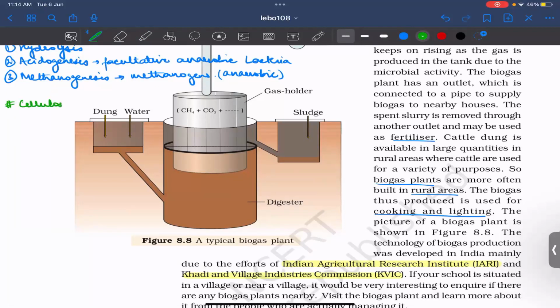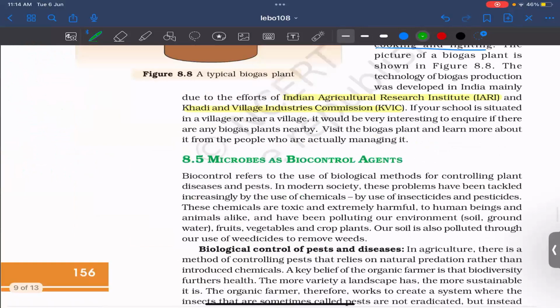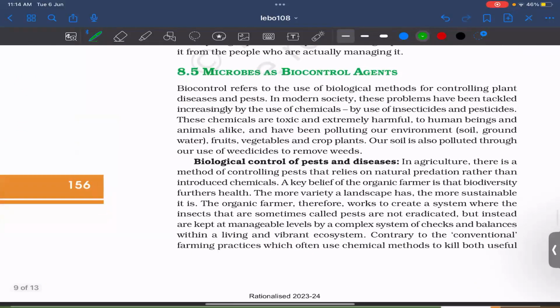Cellulose digests at very slow rate. Therefore, rate limiting step in biogas production. Now next is microbes as biocontrol agents.